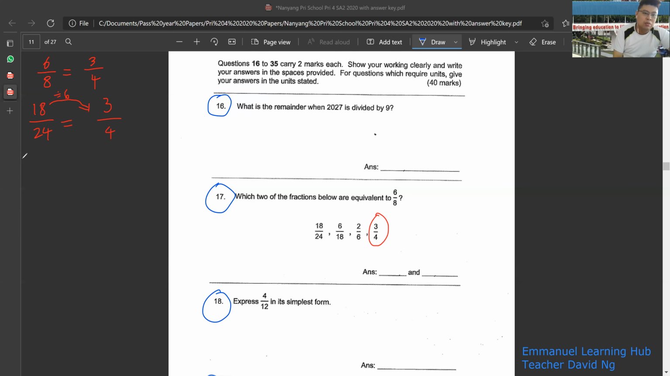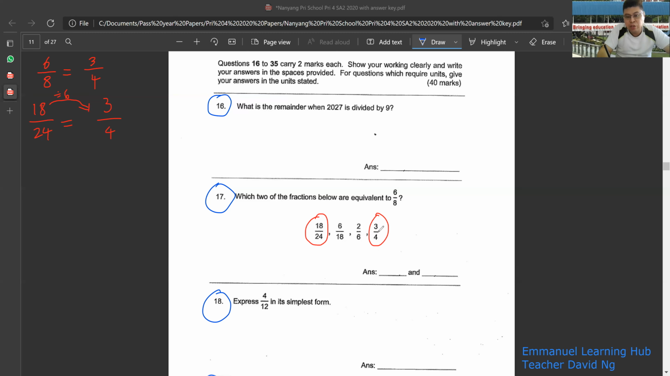Okay? So which two fractions are equivalent to 6 over 8? Answer is right in front of your eyes. 3 over 4. And what else? 18 over 24. Yes.